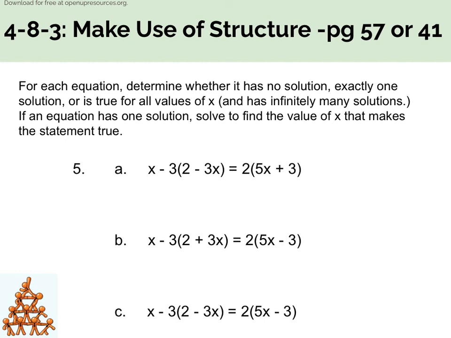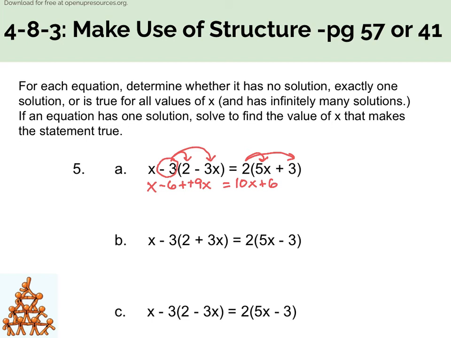Let's look at A. So we're going to look at it as negative 3 being multiplied in. So we still have our x. Negative 3 times 2 is negative 6, minus negative 3 times 3x is negative 9x, minus a negative we know as being plus. 2 times 5x is 10x, plus 2 times 3 is 6.